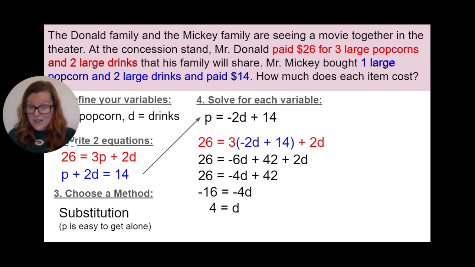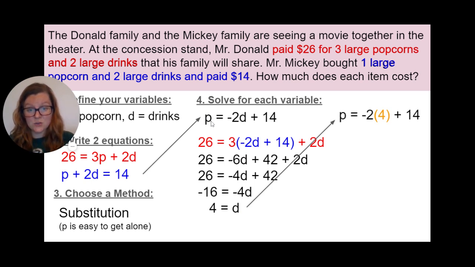So now I know that the drinks are equal to $4. Super cool. Now I can take that D and plug it into any of the other equations. So I'm going to say, since I already have P alone here, I'm going to take 4 and plug it in for D in this equation. Go ahead and solve that guy. And I get that P is equal to 6.